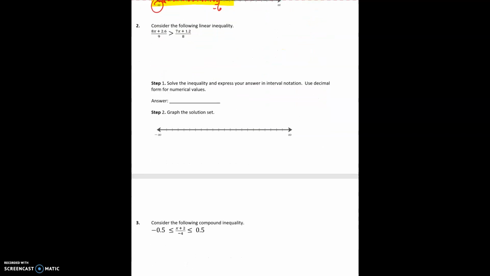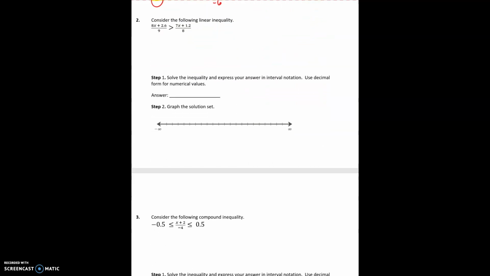All right, number 2, consider the following linear inequality. We need to solve, same directions as last time basically. All right, so one thing we want to try to do is probably get rid of the fractions. So what we're going to do is, with big parentheses on each side, I'm going to multiply each side by 9. And what that allows to happen is this 9 will cancel with that 9.